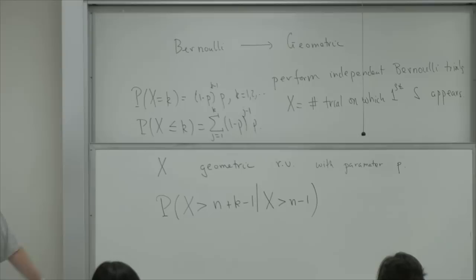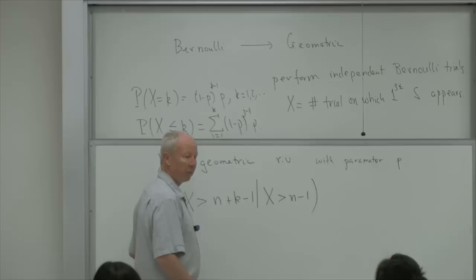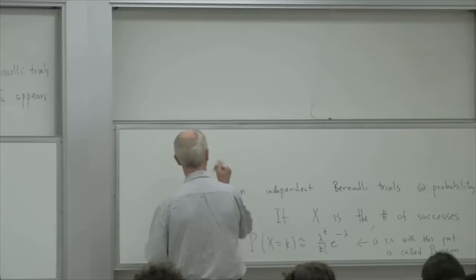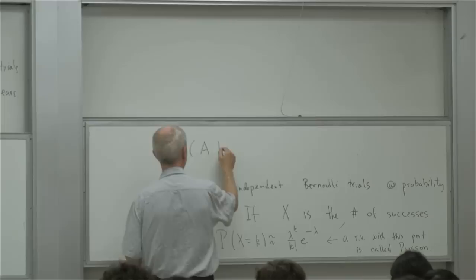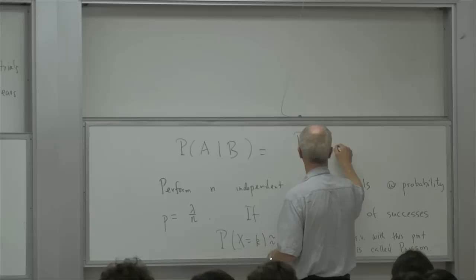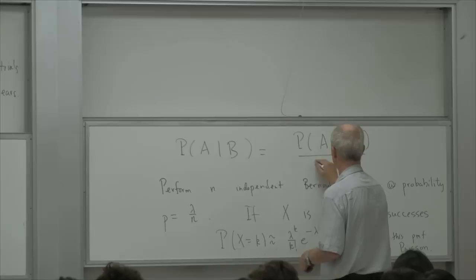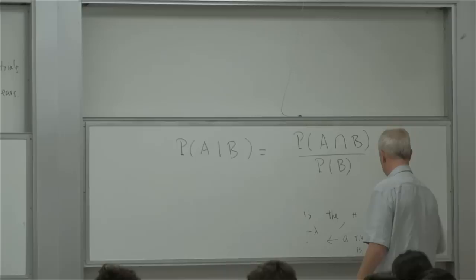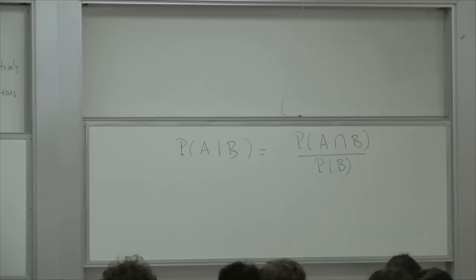Now, do you recall the definition of conditional probability? Probability of A given B? These are two events. This is an event, that's an event. So we look at the probability of A given B. Remember, that's the probability of A intersected with B divided by the probability of B. Right? So we do that here. Here's the event A. This is the event B. What does this become?